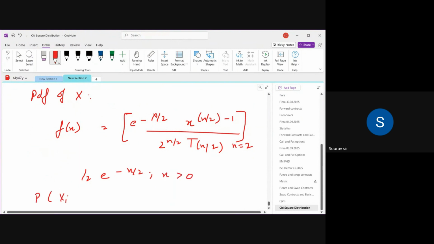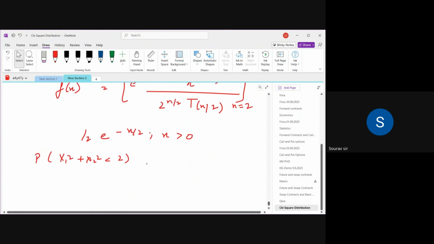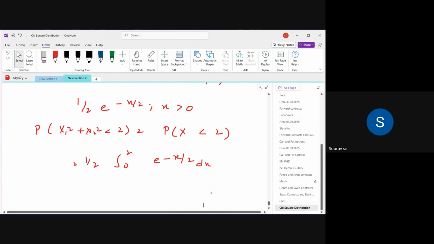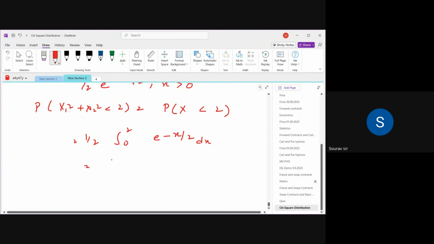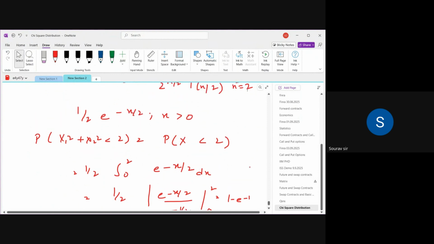Then the probability of x1 square plus x2 square less than 2 is equal to p of x less than 2. So that is half of the integration from 0 to 2 of e to the power minus x by 2 dx. That is equal to half of e to the power minus x by 2 divided by minus half, from 0 to 2. So that's the correct answer. Very good. 1 minus e to the power minus 1. Okay. Next, another question.